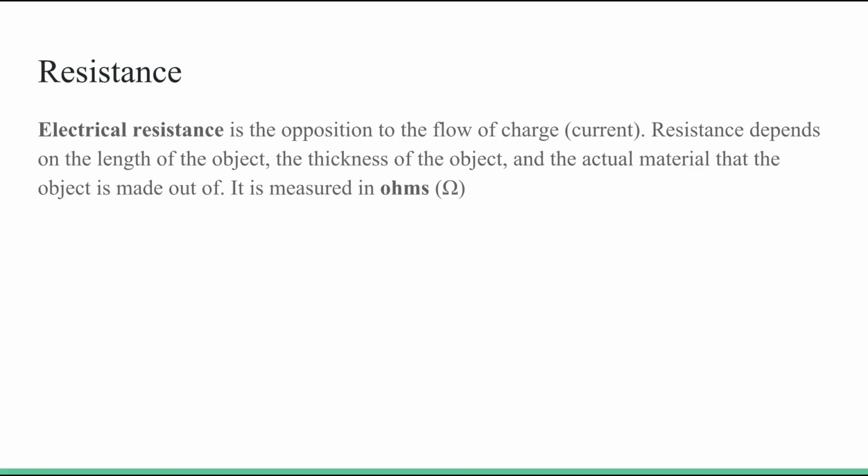So next we're going to talk about another concept known as resistance. Resistance is the opposition to the flow of charge or current. Resistance depends on the length of the object, the thickness of the object, and the actual material that the object is made out of. And this is measured in units of ohms. The symbol for ohms is the capital letter omega.